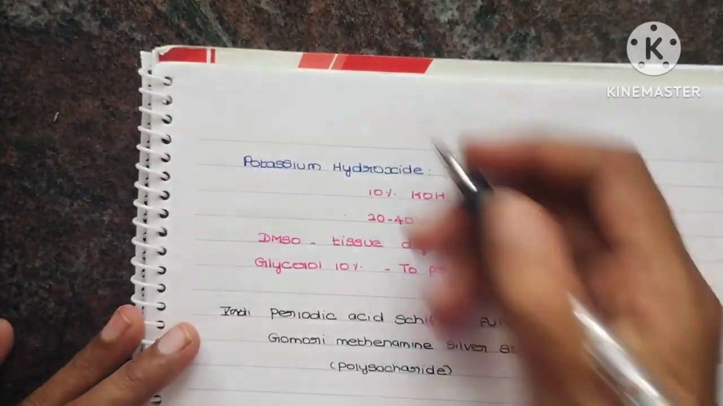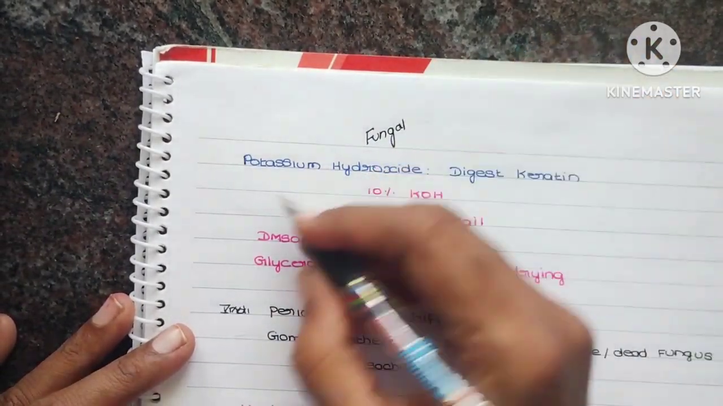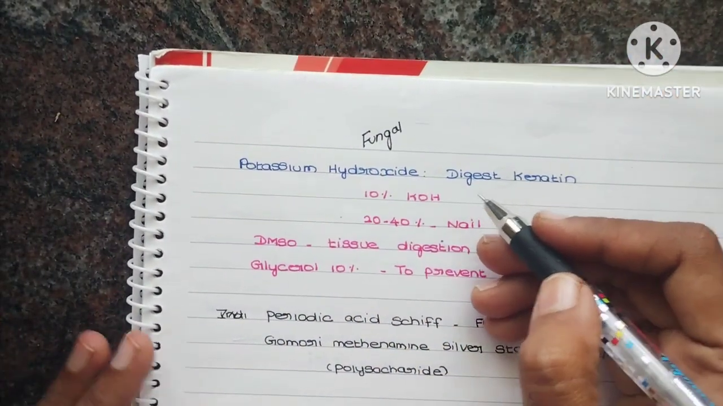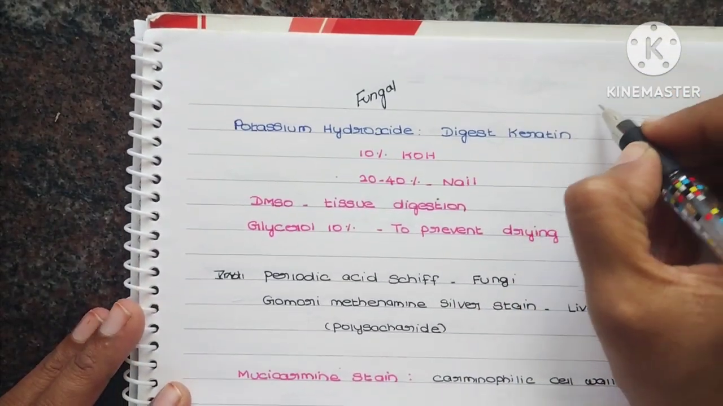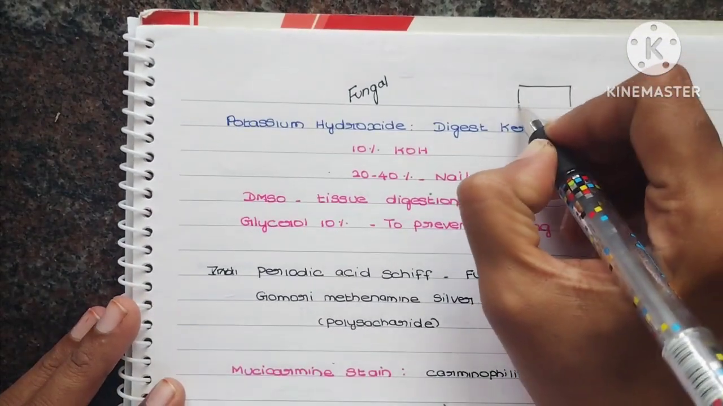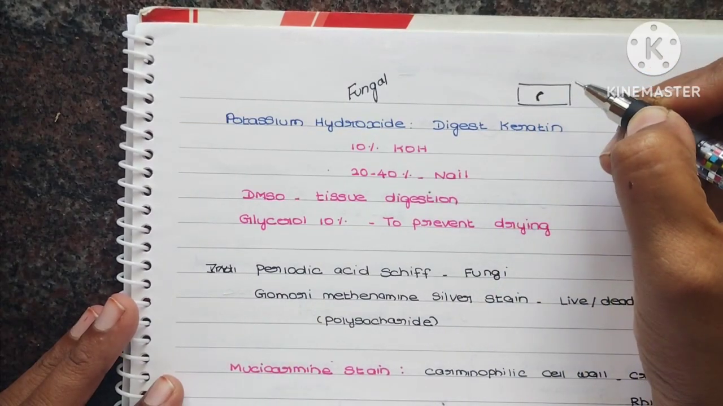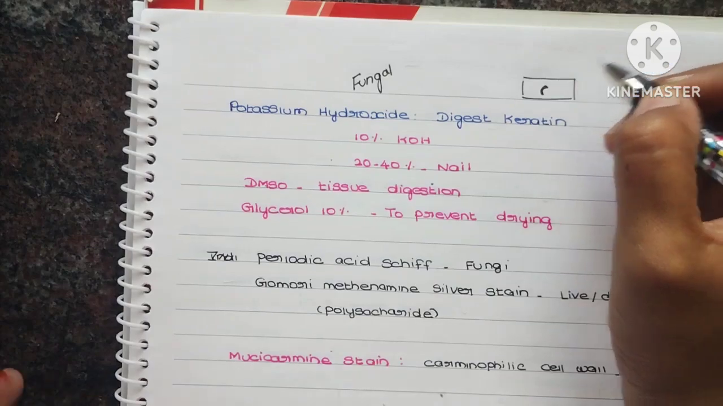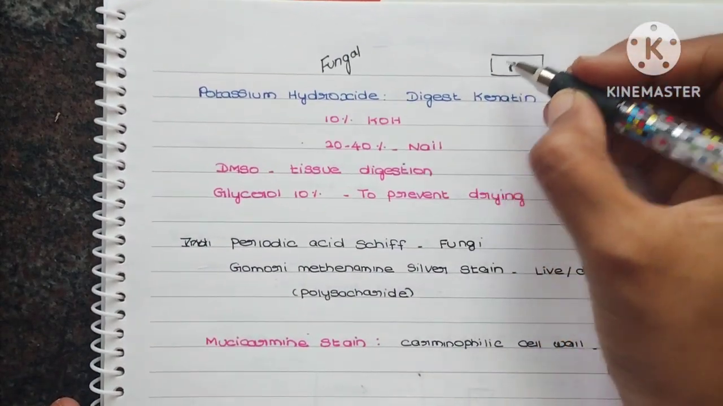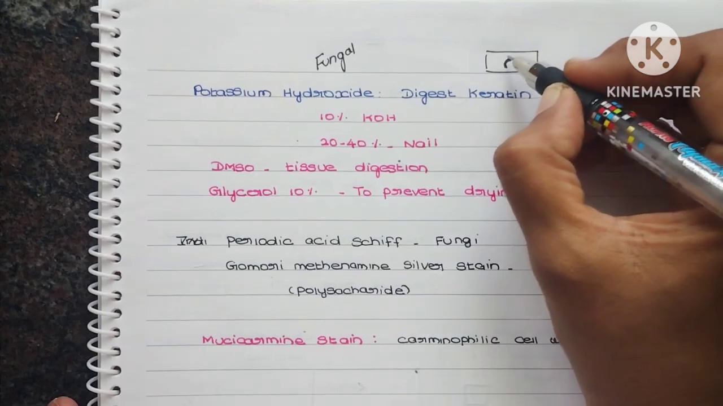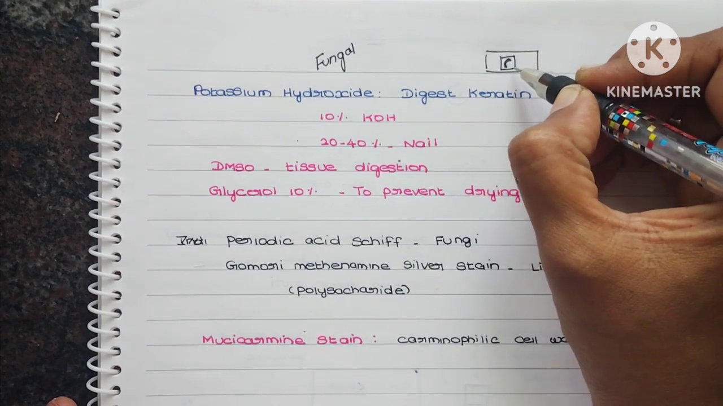The most common ones, these are the fungal stains. So first, the potassium hydroxide. I will be taking a slide, and you will be keeping any sample. It can be a nail sample, or any skin biopsy sample or anything, whatever it can be. You will be adding the sample, and then you will be adding 10% KOH.